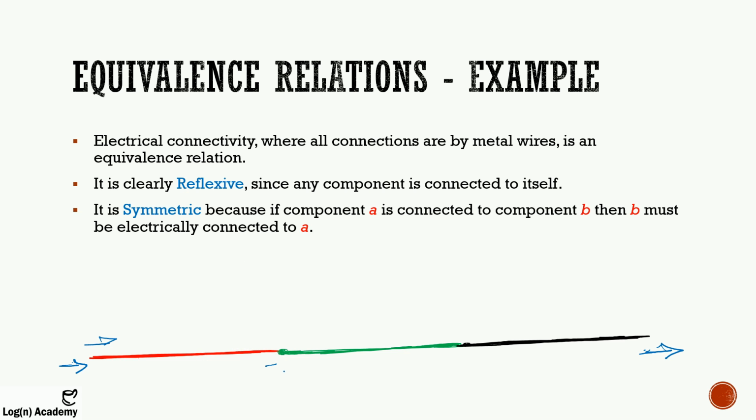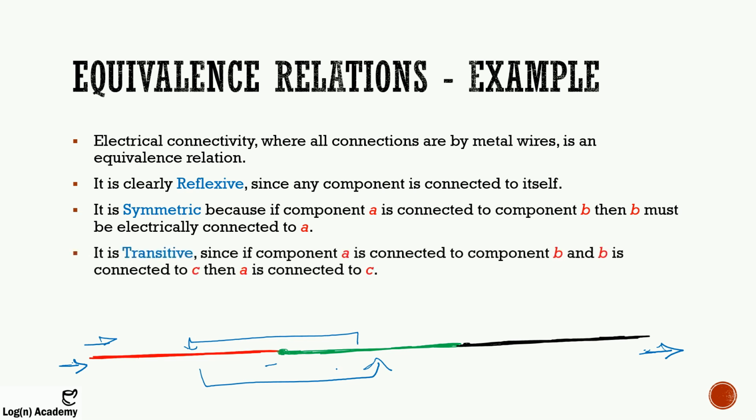It is symmetric because if component A is connected to component B, then B must be electrically connected to A. So as you can see, this red wire is connected to green wire. So it also means that this green wire is connected to this red wire, right? So this is also symmetric.